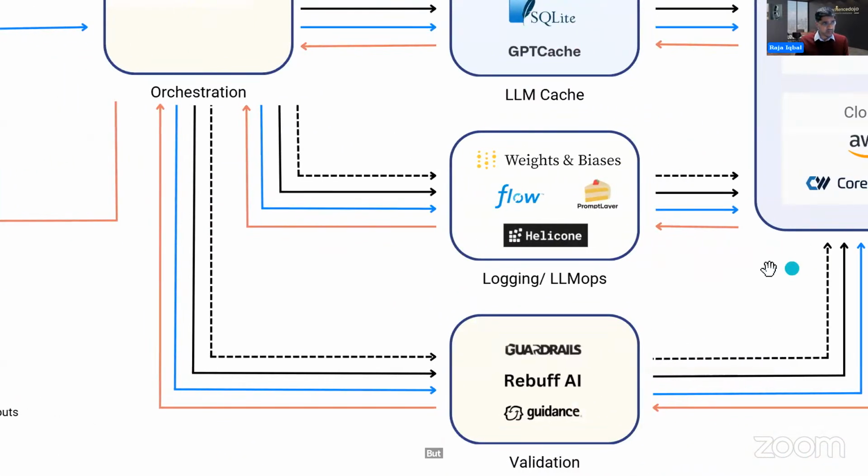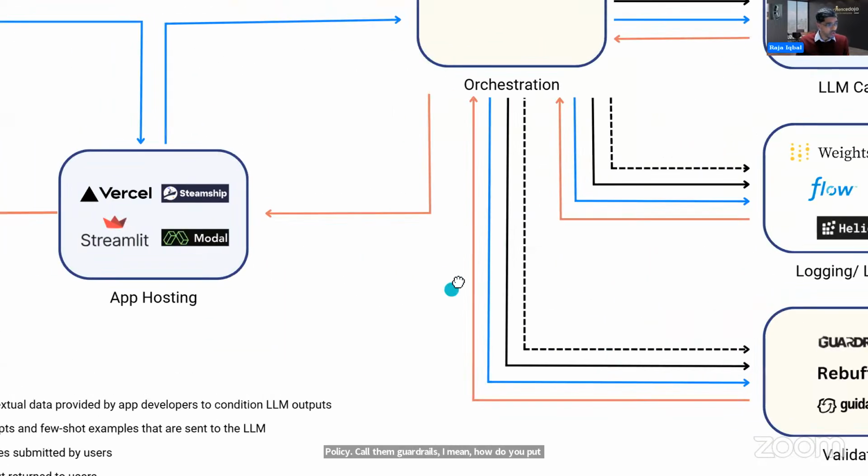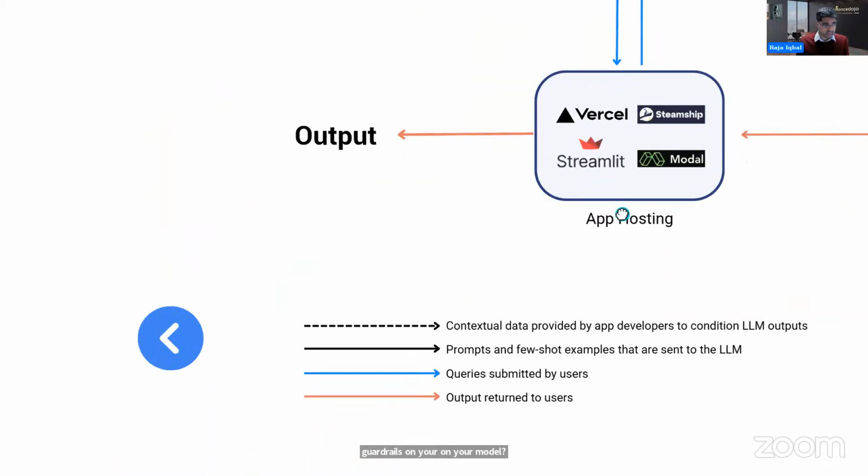Then once you have built an application, if it's an enterprise application, you need to monitor it. You need to know what kind of prompts are coming in, how many tokens are being consumed, what kind of queries are coming in, and whether the responses are consistent with your policy. Call them guardrails. How do you put guardrails on your model? How do you deploy the model? If it is a ChatGPT-like application, how do you deploy it?